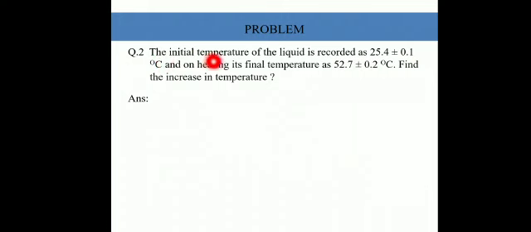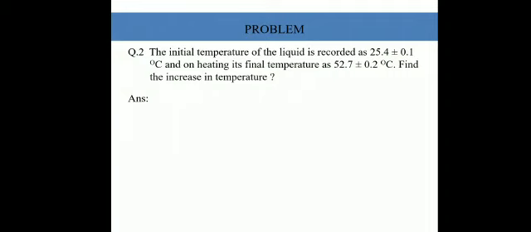The initial temperature of the liquid is recorded as 25.4 plus or minus 0.1 degrees Celsius, with an error of 0.1. And when this liquid is heated and finally its temperature is measured, it comes out to be 52.7 plus or minus 0.2 degrees Celsius. So initially when we measured the temperature of the liquid, the error was 0.1 degrees Celsius, and the final value has an error of 0.2 degrees Celsius. Find the increase in temperature. So how to calculate the increase in temperature?